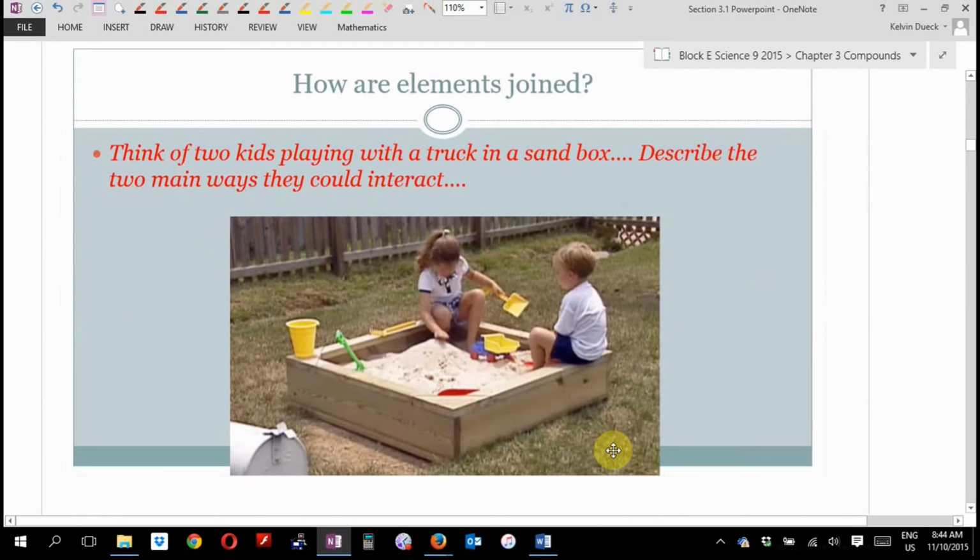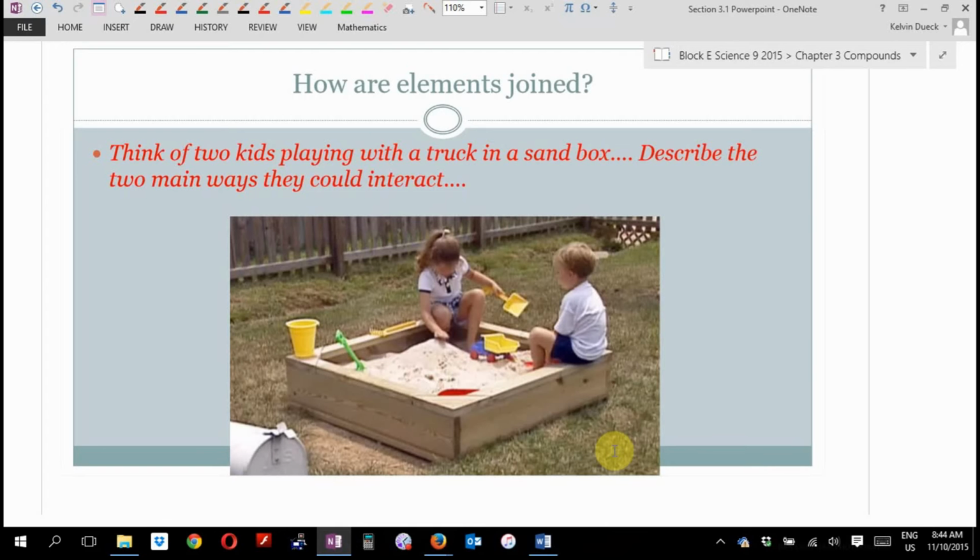How are elements joined? I don't think I had this in your notes. Maybe I did. Well, there's 2 possible ways. So I want you to imagine 2 kids playing with a toy truck in a sandbox. What are the 2 main ways they could interact? Well, if the kids are nice and they both want to play with the truck, what could they do with the truck? Share. Cooperate. If one of the kids is not nice, what would they do instead? Mine! Not yours. And it's funny, but that's the 2 ways chemicals can combine.